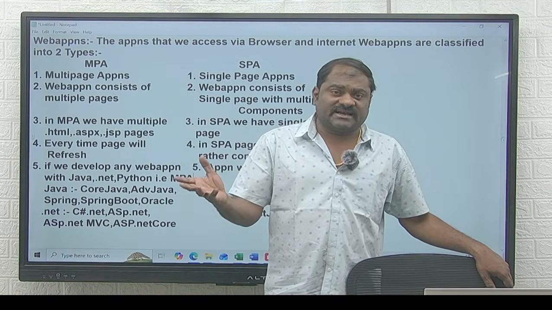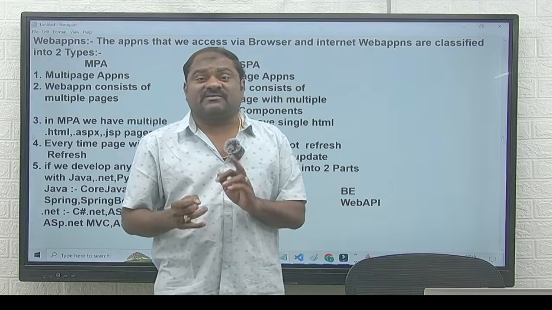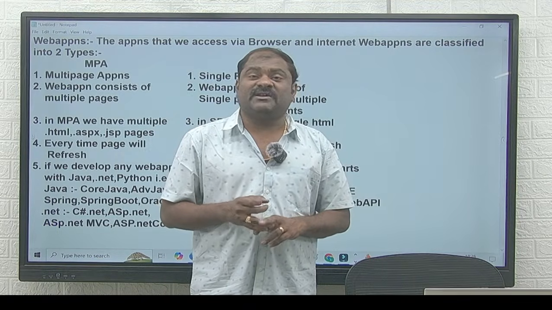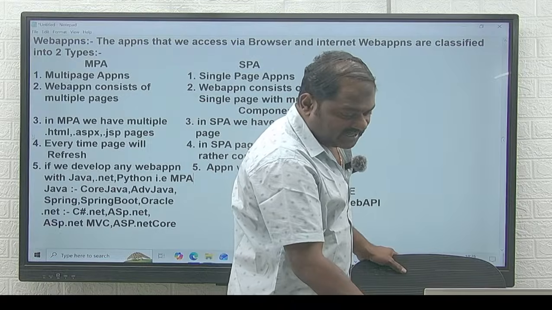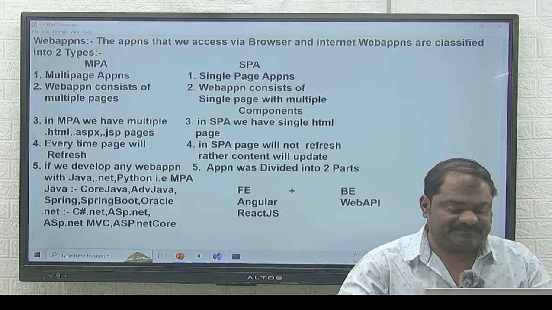Databases collect the data and display it to the user. Heavy traffic websites like Netflix are single page. Gmail is single page. In a single page application, the page will not refresh. If you open any Gmail account, the page will not refresh.